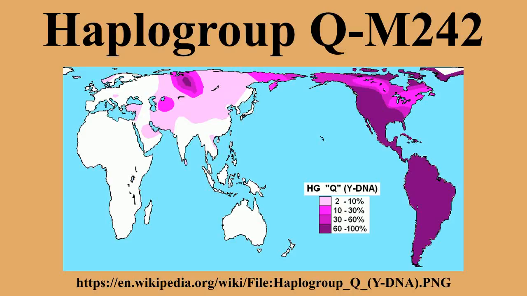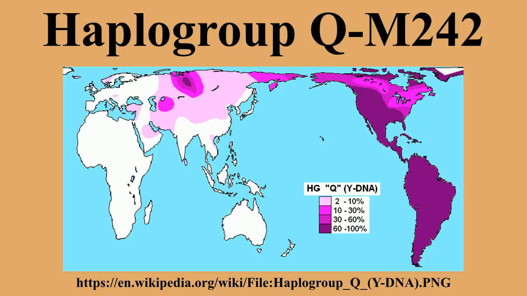Haplogroup Q-M242 has also been found in 1.1% of Syrians and 2.0% of Lebanese. Approximately 2% of males in Turkey belong to haplogroup Q. In a study, it was found that among Turks who belong to the Afsha tribe, haplogroup Q-M242 is seen with a prevalence of 13%.